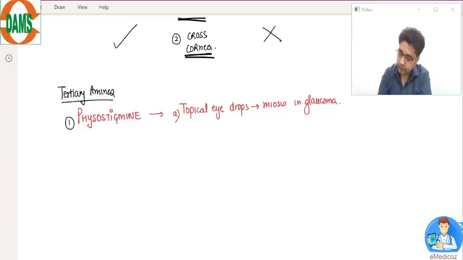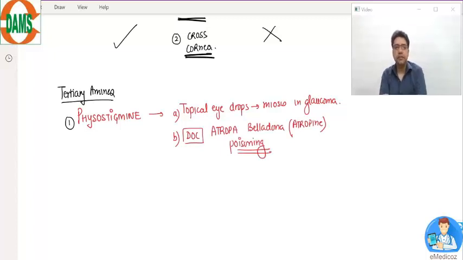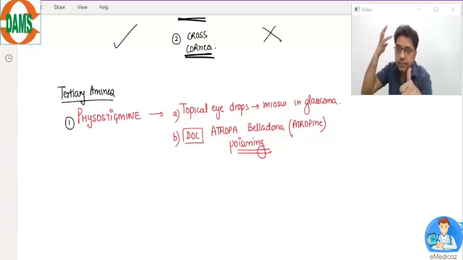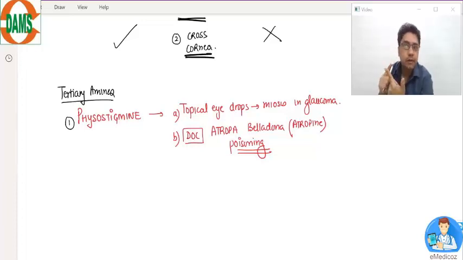Second, physostigmine is the drug of choice for Atropa belladonna, or in bracket you will write atropine poisoning. Okay. Now my question is, does atropine cross the blood-brain barrier? Remember that part of mushroom, atropine was producing psychosis. So I will tell you later on that atropine crosses the blood-brain barrier, so you need to give an antidote that should also cross the blood-brain barrier.